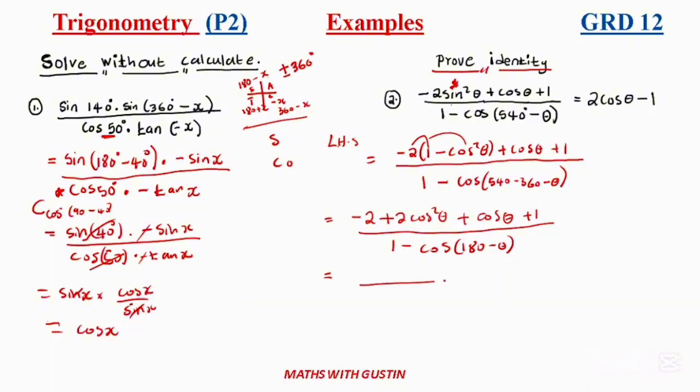So let's also simplify the top here. We have got negative 2 plus 1. So this gives us 2 cos squared theta plus cos theta, therefore minus 1. Therefore at the bottom, 1 minus here is going to give us a negative cos theta. So negative times negative will give us what? Positive. Right. Great stuff.